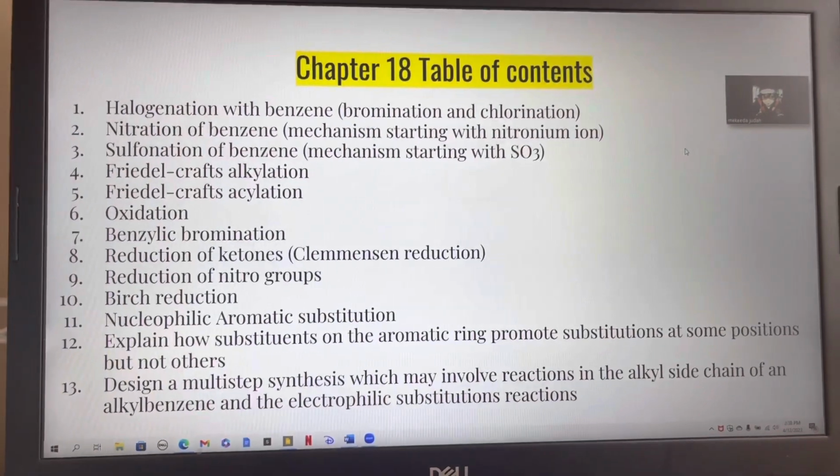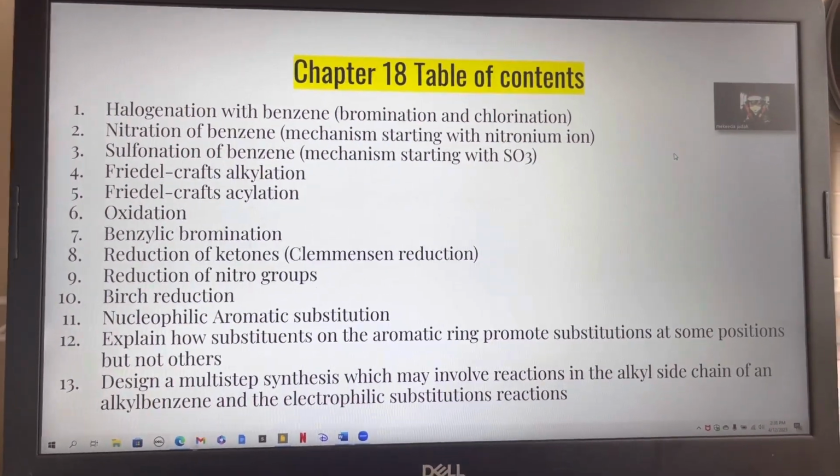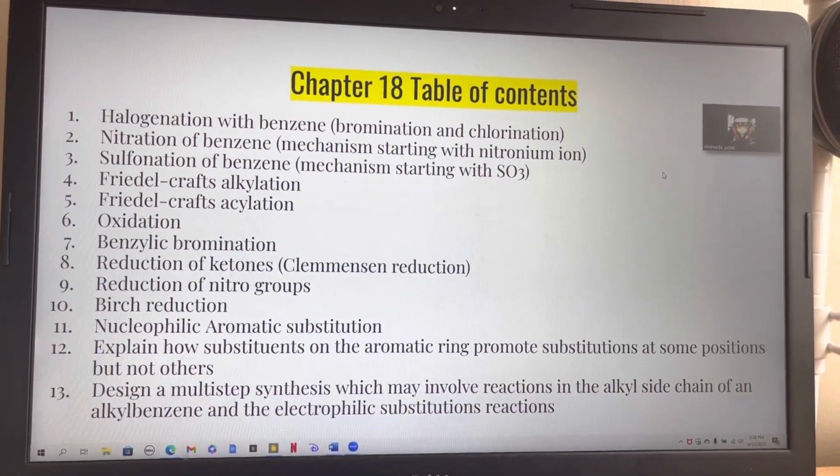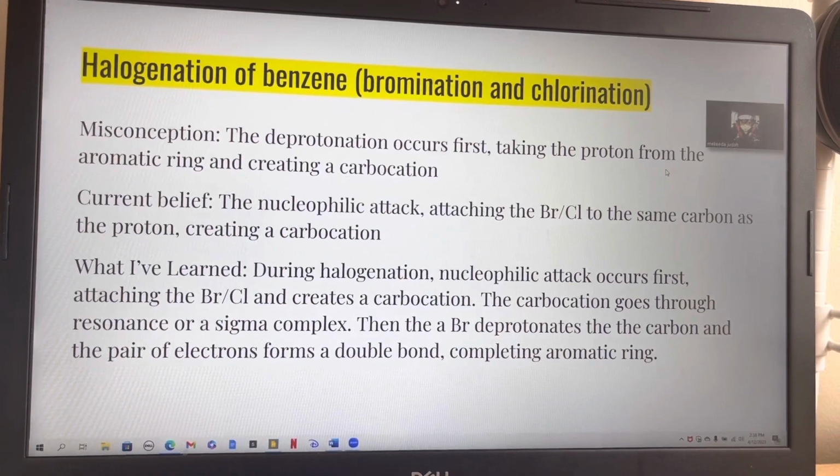Okay, so Chapter 18, we have the Chapter 18 table of contents. To begin with, we have the halogenation of benzene, bromination and chlorination.